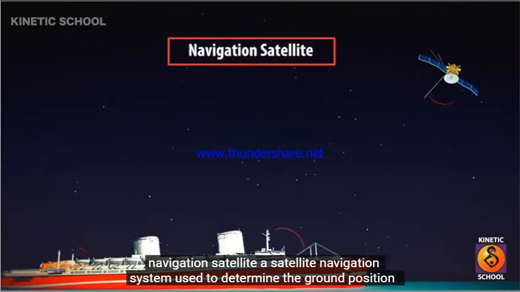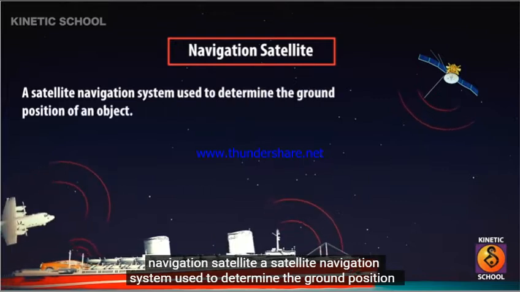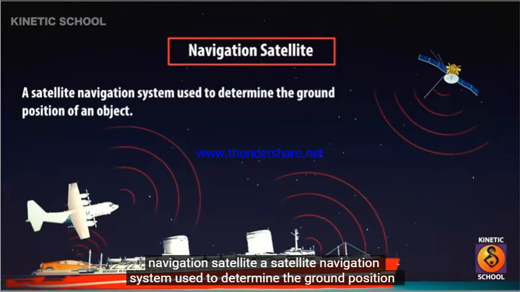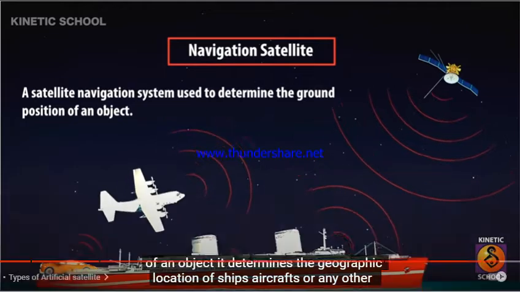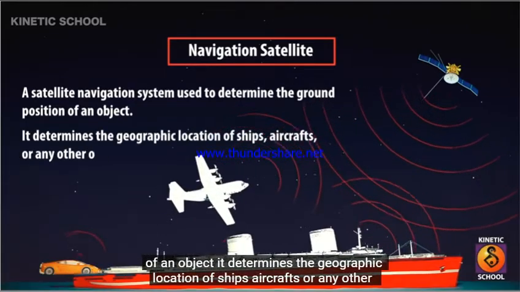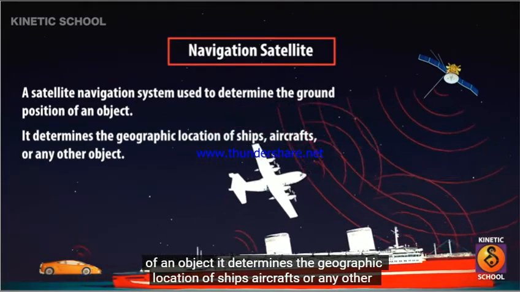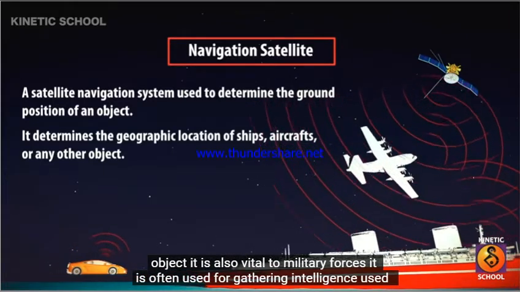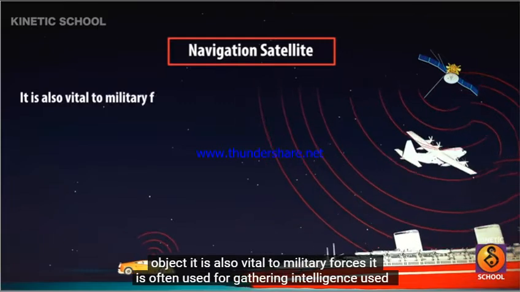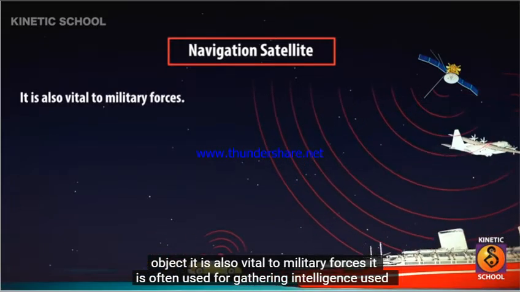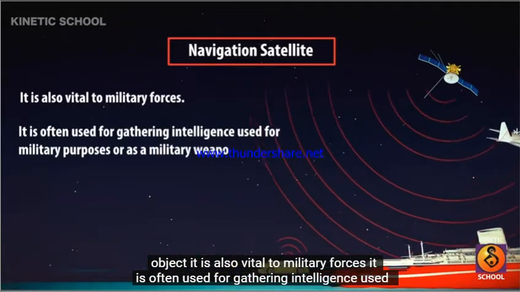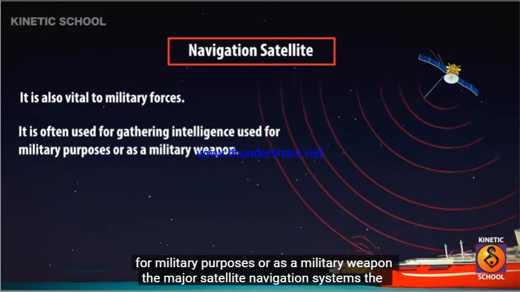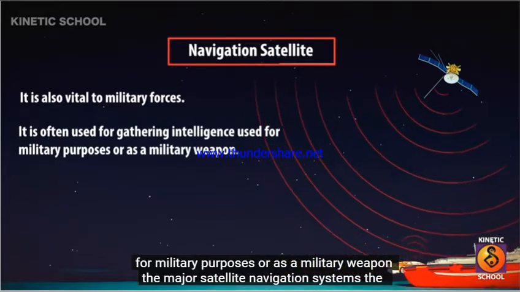Navigation satellite. A satellite navigation system used to determine the ground position of an object. It determines the geographic location of ships, aircrafts, or any other object. It is also vital to military forces. It is often used for gathering intelligence used for military purposes or as a military weapon.